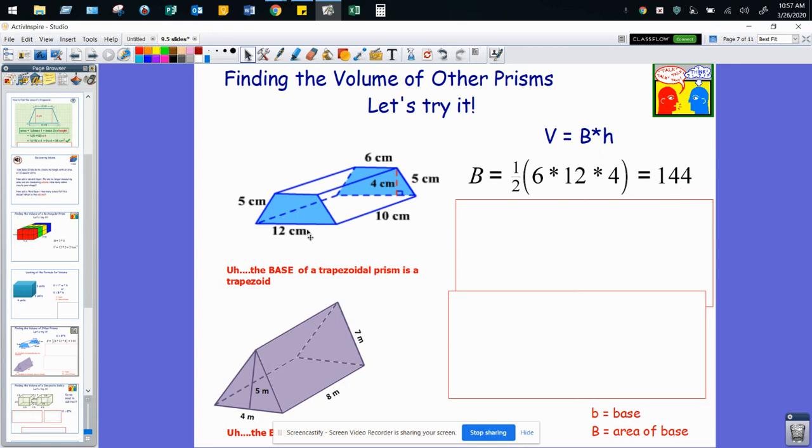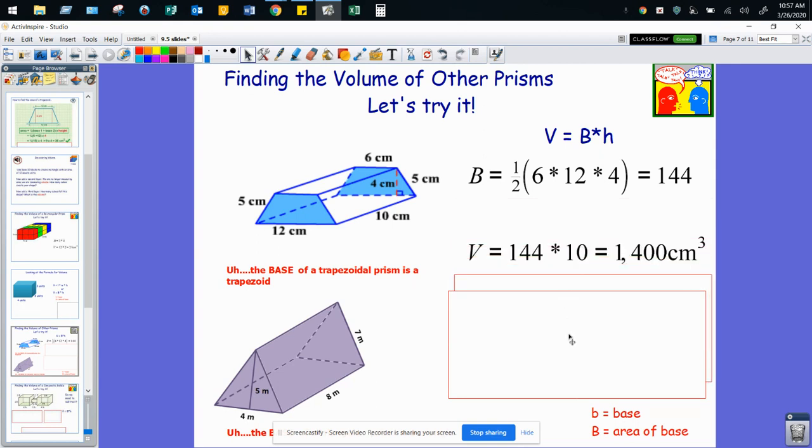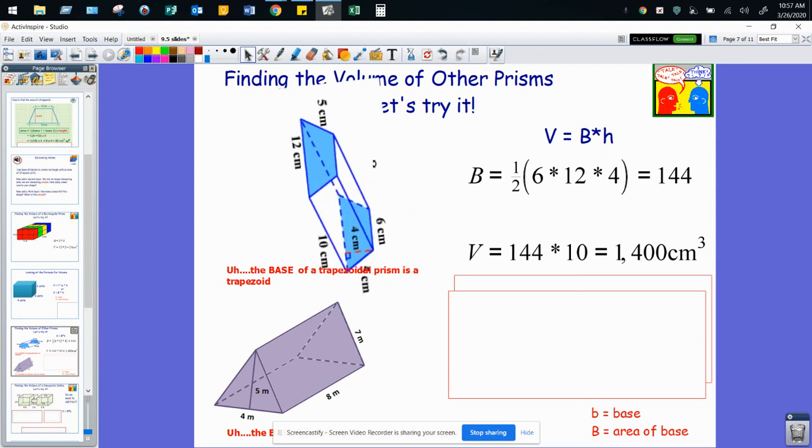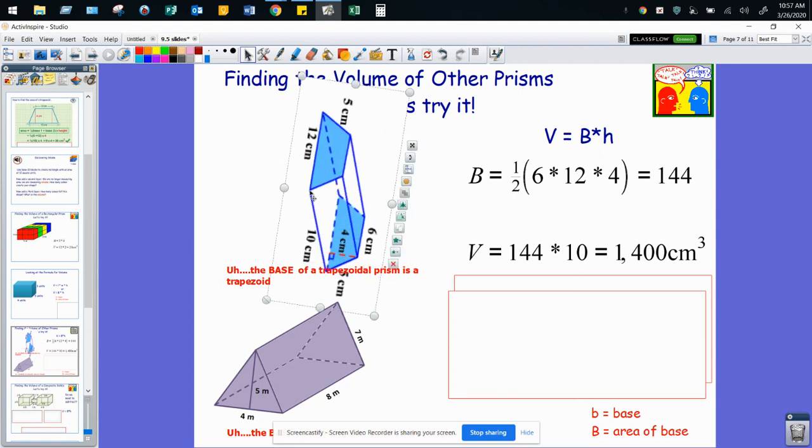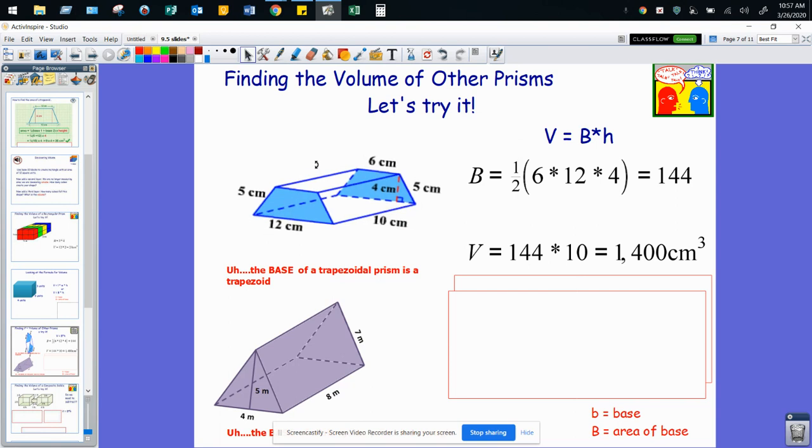I'm not done though. I've figured out what this area is. Now I need to multiply it times the actual height of the shape. So my 144, which was big B, right here, big B, 144, times 10, which is the height of this shape. And again, I can rotate it mentally in my head. There's the base. This is how tall it is. That's the height. So that gave me 1,440 centimeters cubed. And yep, I'm filling it up with cubes, so it's cubic centimeters.